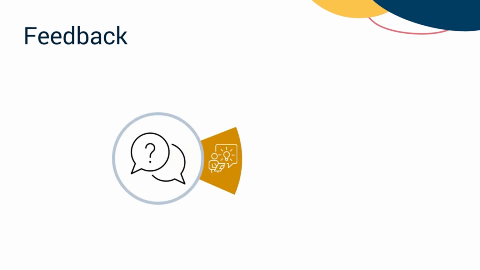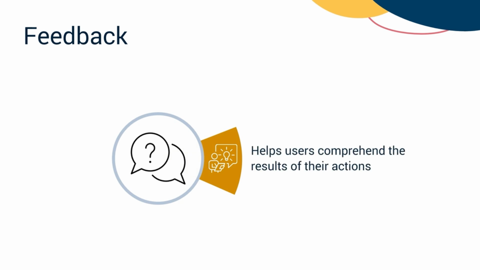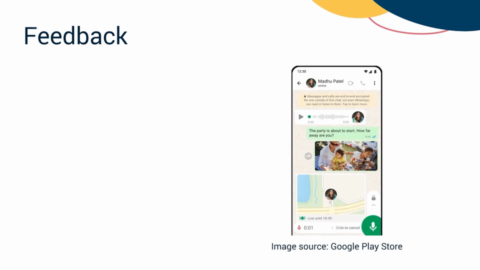Next, you must ensure that your app provides feedback to users. Whether users are pressing a button or submitting a form, they need to know what change occurred as a result of their actions. When you send a message in WhatsApp, you see a checkmark indicating that the message has been sent successfully. If there's an issue, like no internet connection, the app informs you with a message.